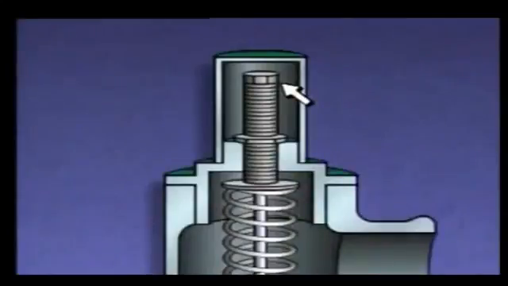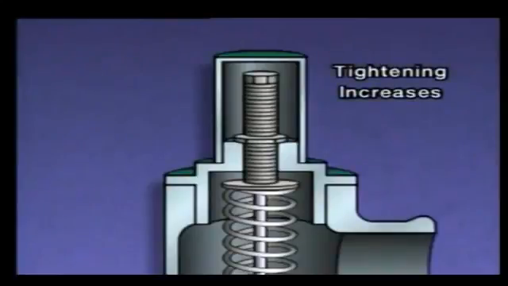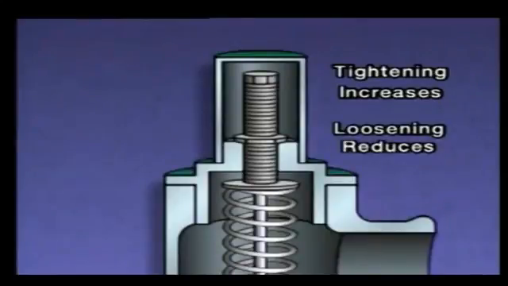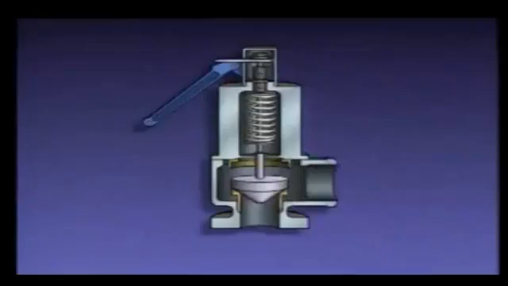The adjusting screw is used to change the force exerted by the spring. Tightening the adjusting screw increases the force exerted on the disc, thereby raising the pressure setting at which the valve opens or lifts. Loosening the adjusting screw reduces the amount of force on the disc and allows the valve to open at a lower pressure.